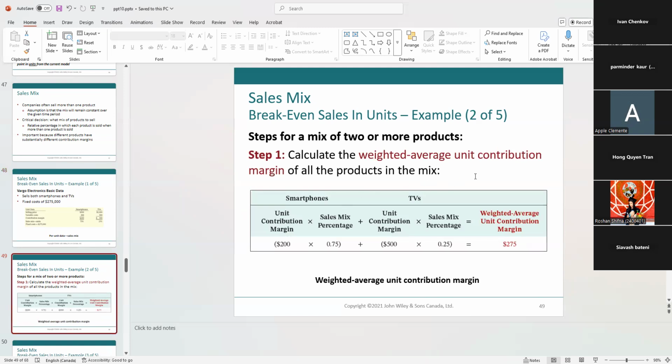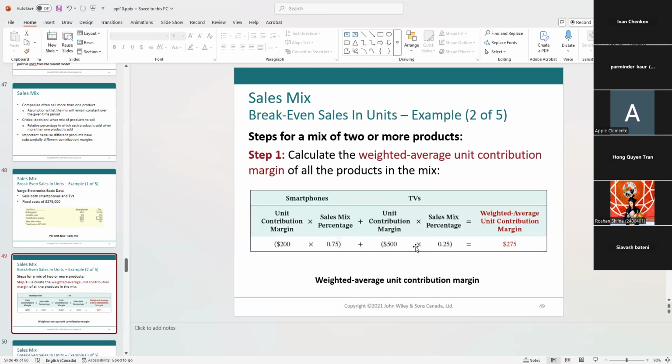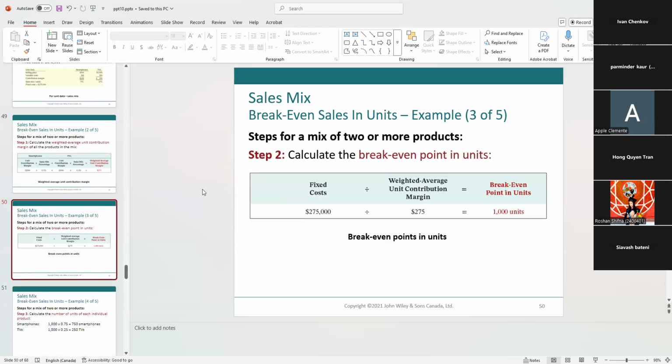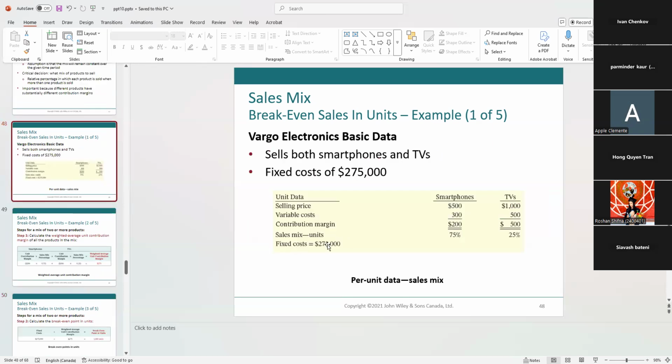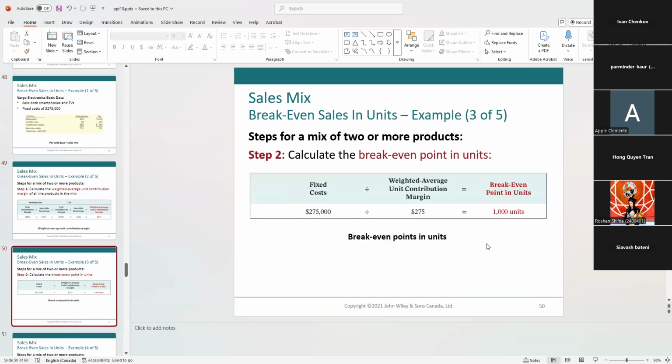First, we're going to calculate the weighted average contribution margin, which is 200 times 75% plus 500 times 25%. The weighted contribution margin for the sales of these two products is going to be 275. After that, we're going to use this 275 to get to the break even. So we're still going to use the fixed cost, but divided by the weighted contribution margin, which is 275 in this case. And we get the number of units that we need to sell is 1,000 units.